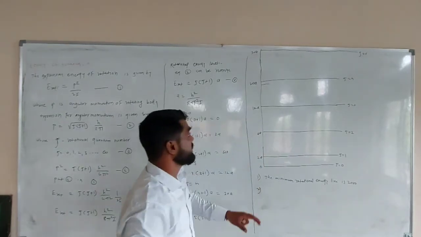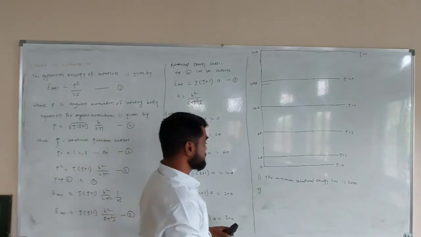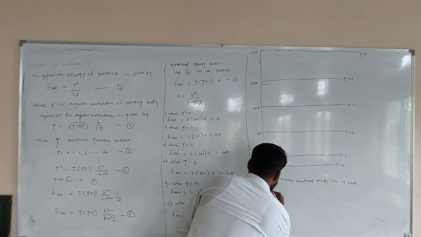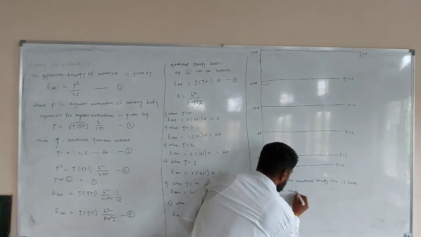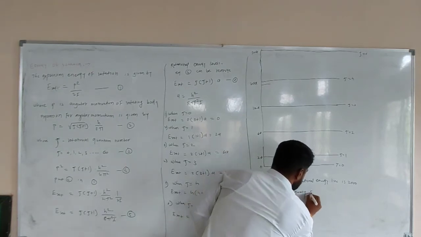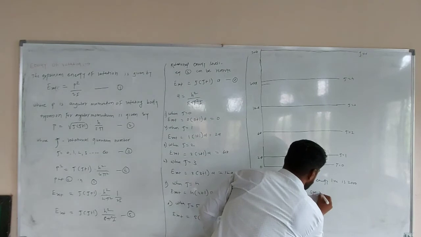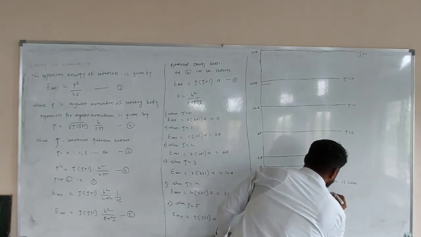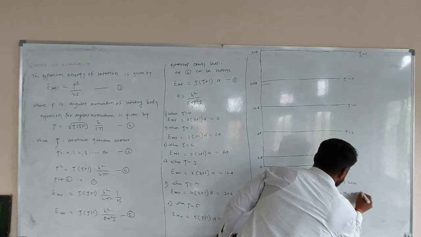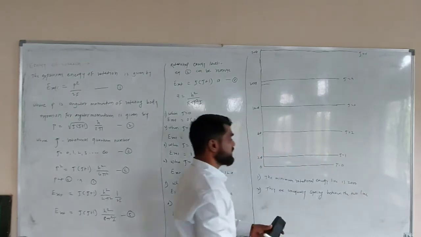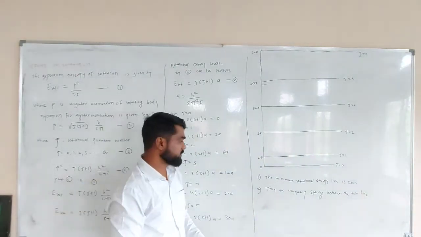Second point related to this chart: they are unequally spaced between the two lines. They are unequally spaced between the two lines.